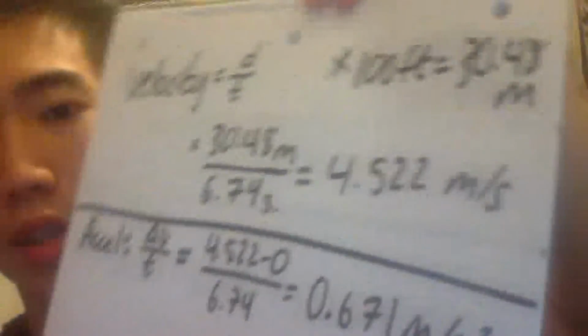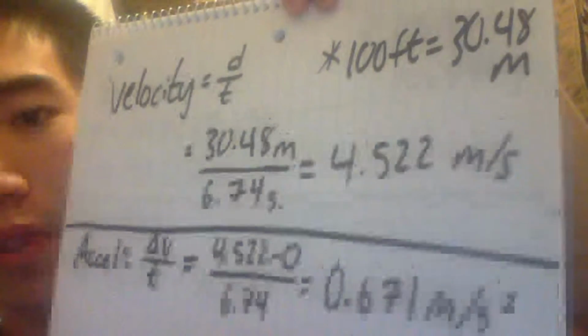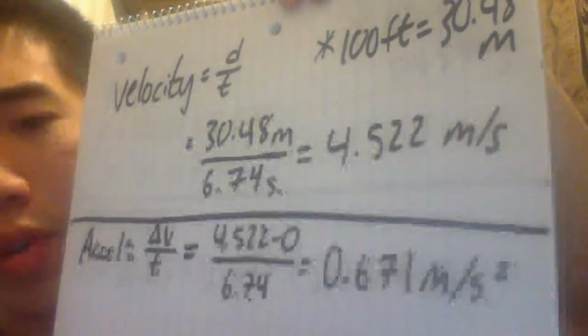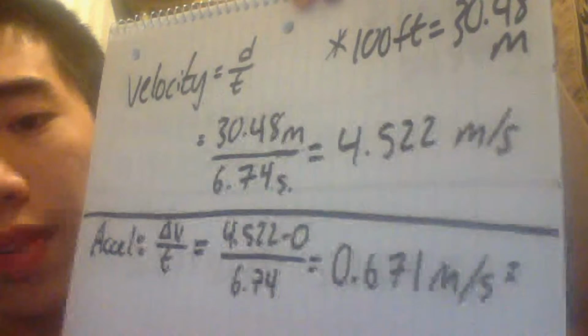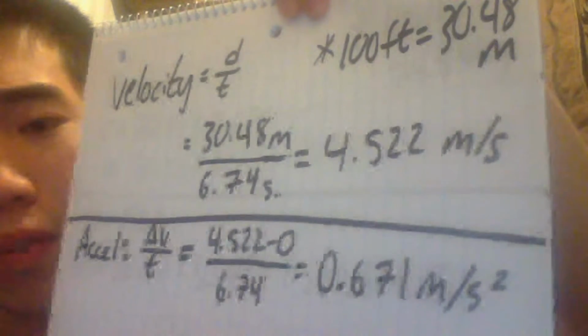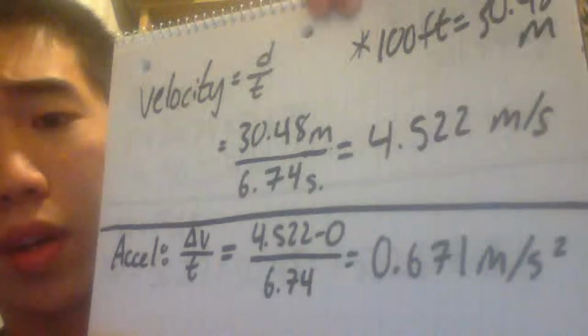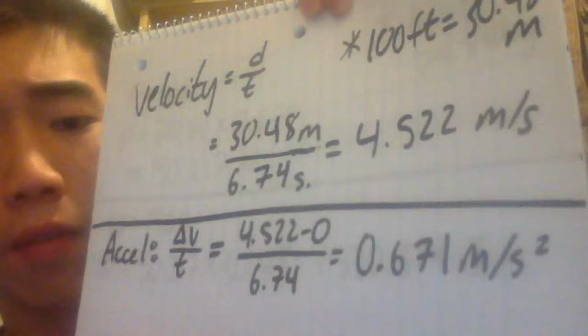So for my story equation, I calculated how much power I generated while skipping over the distance of 100 feet. To start off, we needed to find velocity. The velocity equation is d over t, and 100 feet, which was the distance I skipped, converts to 30.48 meters. So plug 30.48 in for d, and the time it took to skip that distance was 6.74 seconds, and that ended up equaling 4.522 meters per second for our velocity.